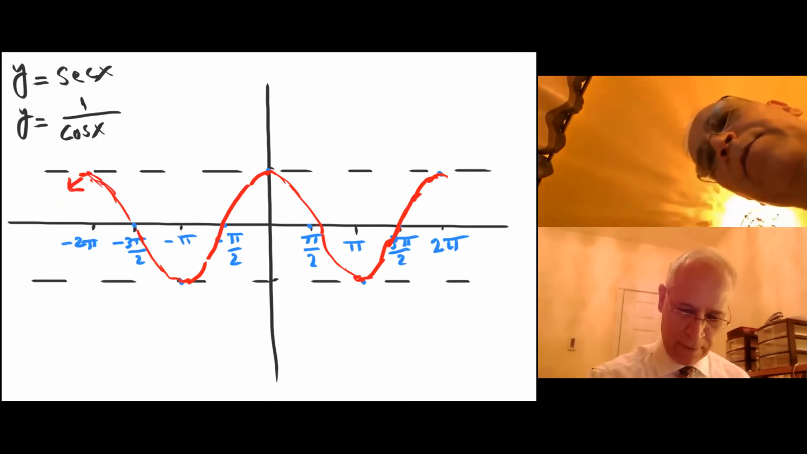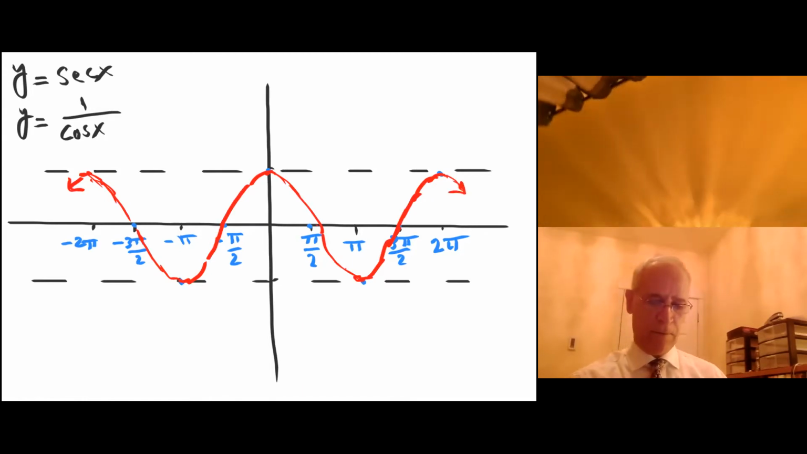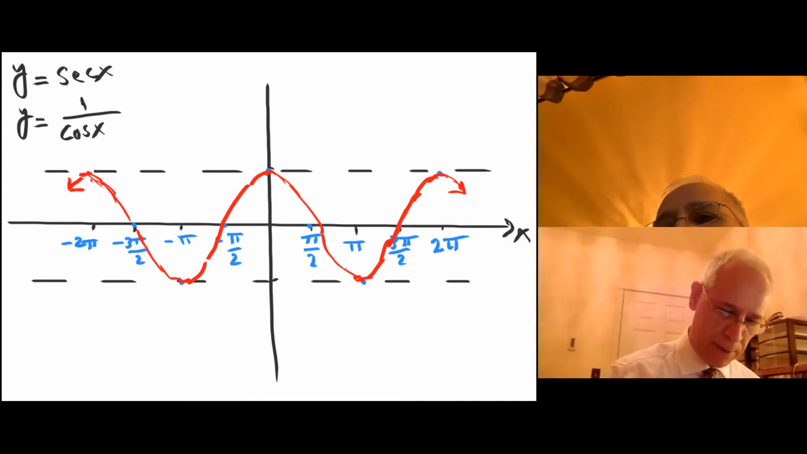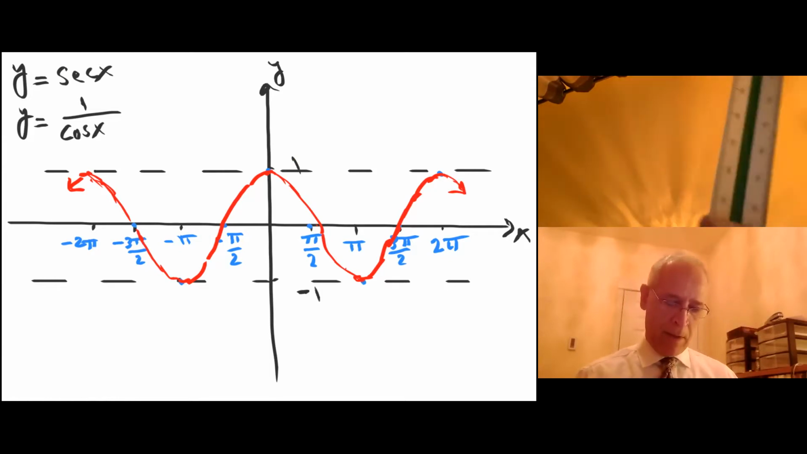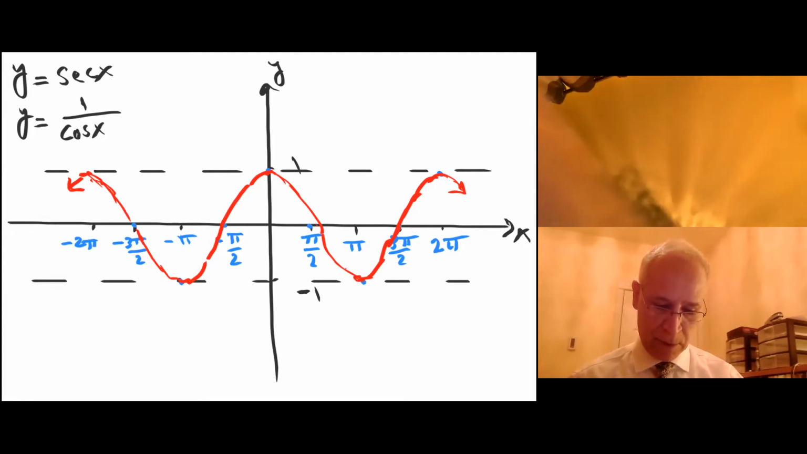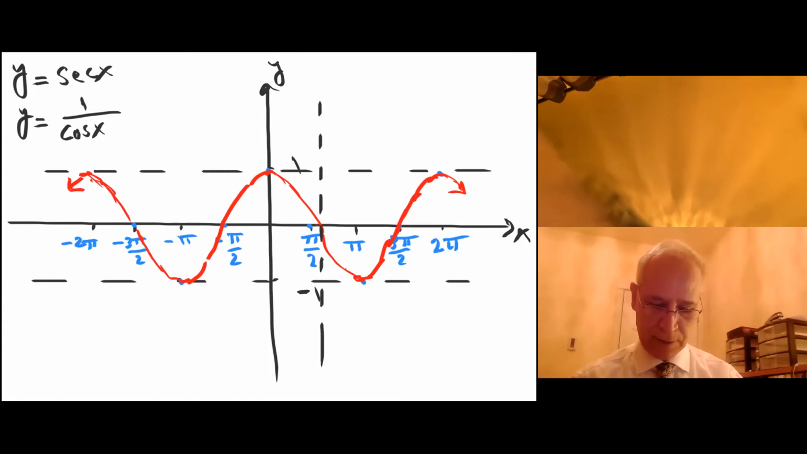Okay, this is good enough. Cosine of 0, of course, this is my x, this is my y, this is 1, this line is -1. And let me draw my asymptotes. Cosine is 0 at pi over 2, and every multiple of that.